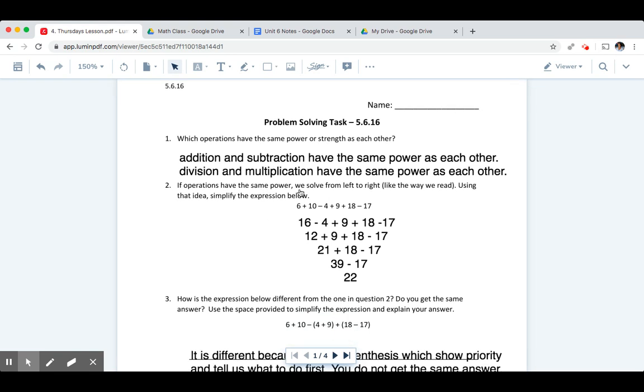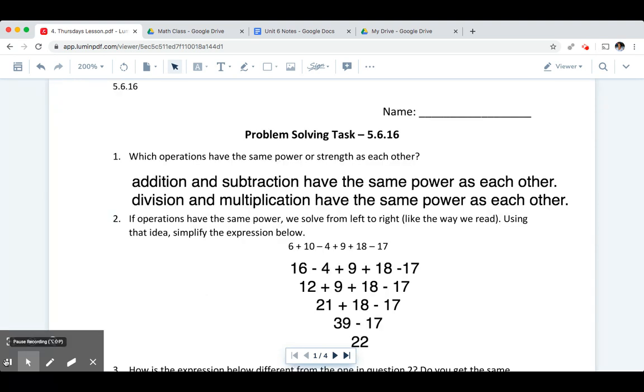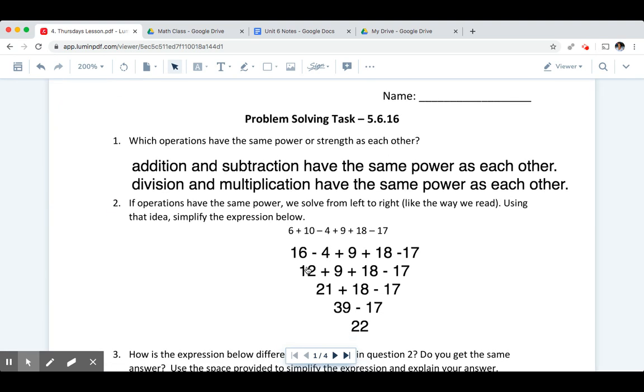If operations have the same power, we solve from left to right, like the way we read. Using that idea, we needed to simplify this expression. Taking a look at this expression, I noticed that the expression only had addition and subtraction, and it did not have any parentheses. So how should we solve? Because there is only addition and subtraction and no parentheses, we solve from left to right, and we solve one step at a time. So the first step I did was 6 plus 10, and that gets me 16.